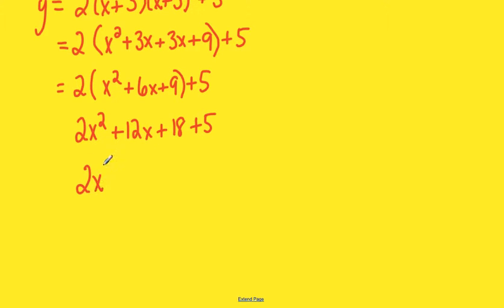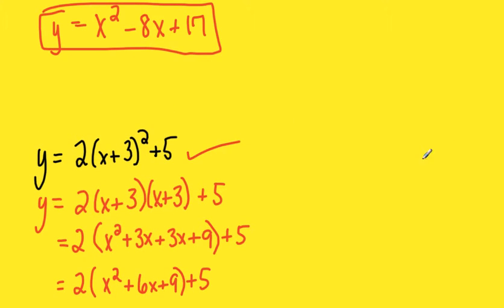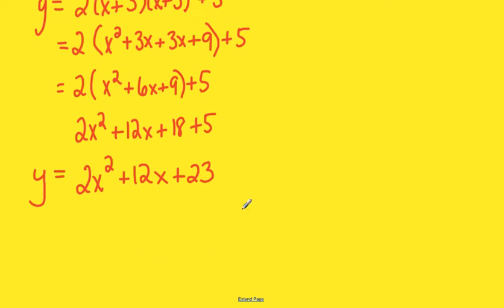And now simplify one more time. 2x squared plus 12x, and 18 and 5 would be 23. So I've changed what started out in vertex form to standard form. So again, equivalent statements, equivalent functions, they graph the same way, they're just in two different forms.